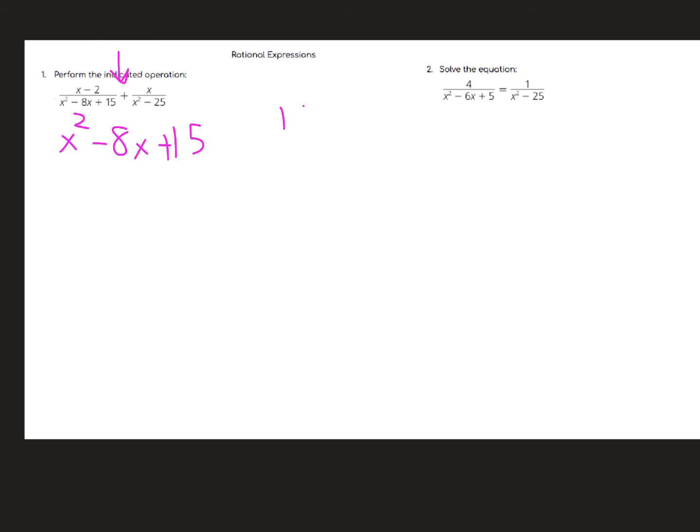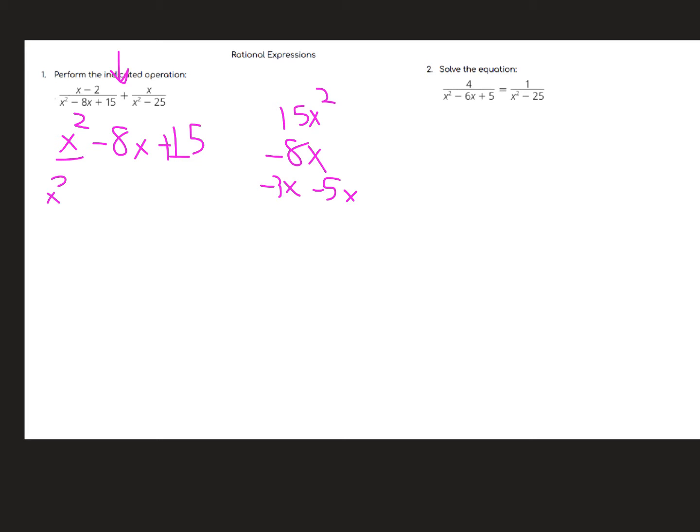and factor that. So I need things that multiply to 15x squared and add to negative 8. So I've got like 1 and 15. I don't think that works. 3 and 5. Oh, 3 and 5 if I make them both negative. So negative 3x, negative 5x.